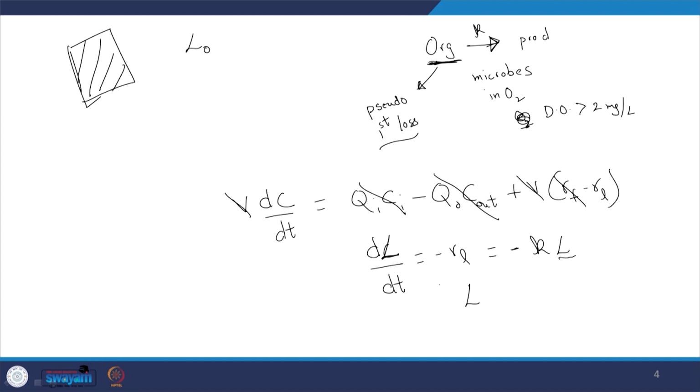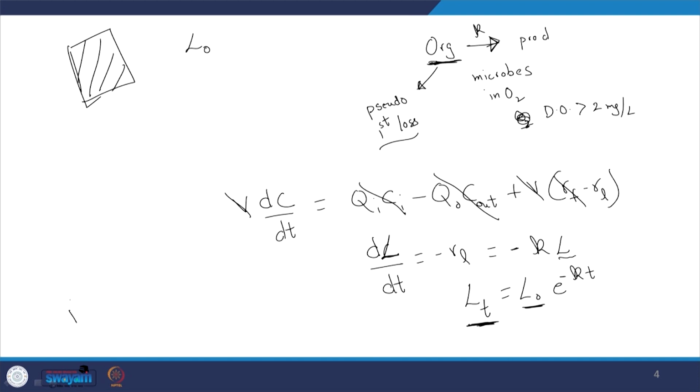So, integrating and so on and so forth, L_t is going to be equal to L naught into e power minus k t, right. So, what will this give me an idea about? If this is the initial organic content, this will give me an idea about the organic content after time t.